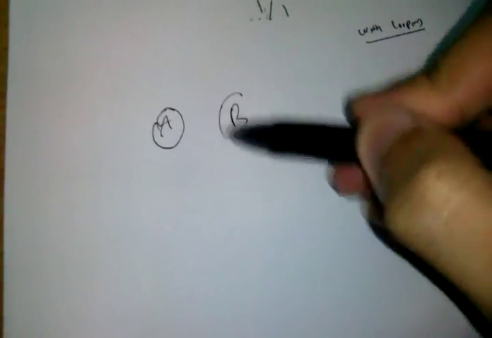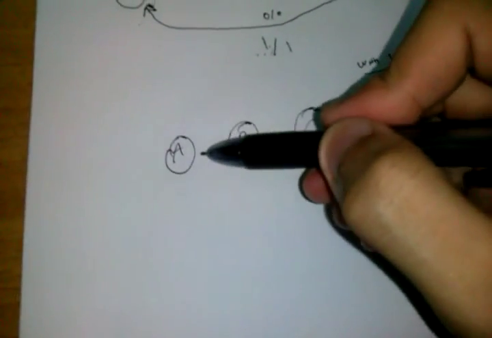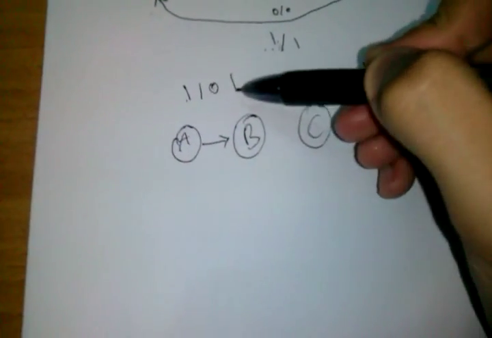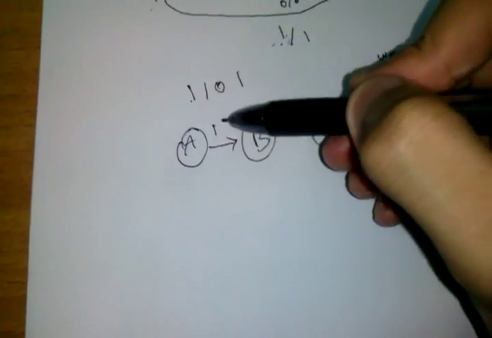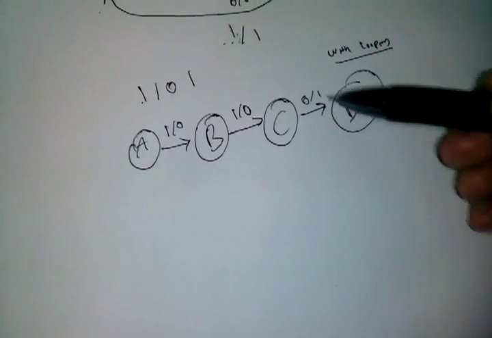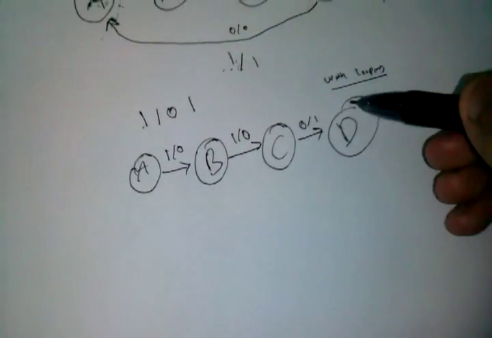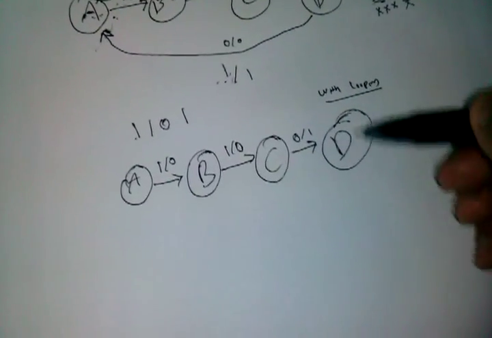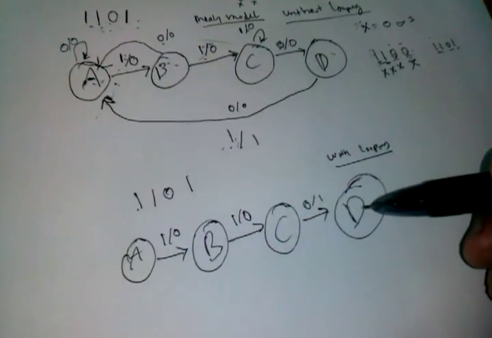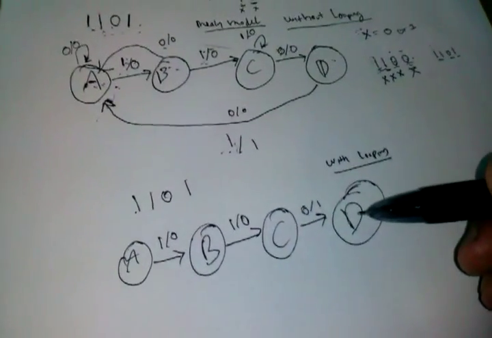Okay, the thing that we have to do is draw the state diagram again as it was before. This is 1. We want to detect 1 1 0 1. This is 1 output 0, 1 output 0, 0 output 1, and then this is the crucial problem. If this D gets 1, it will come back to B, I think.